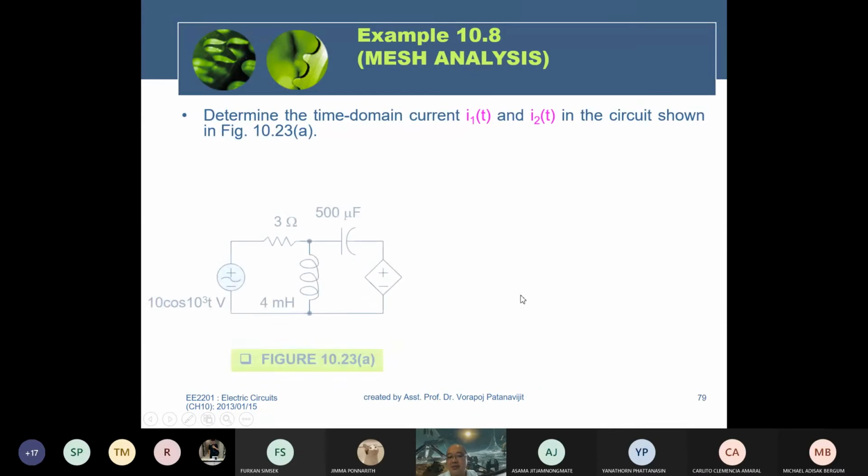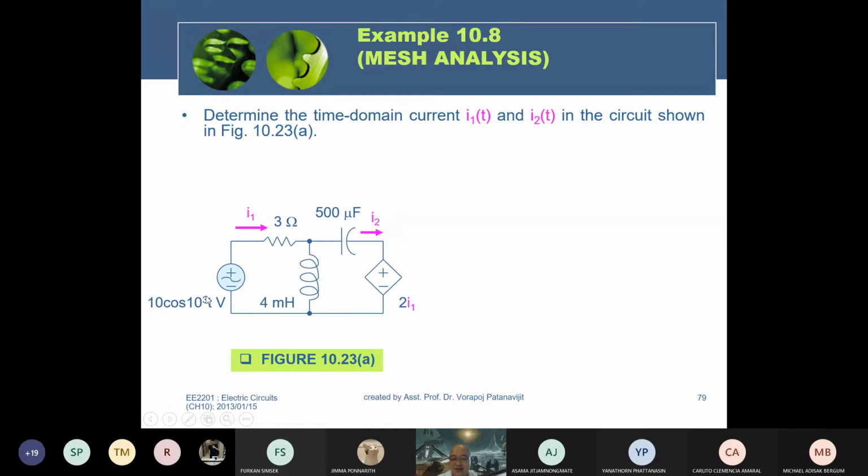Now, next, determine the time domain currents I1 and I2 in the circuit shown in this figure. The circuit is comprised of sources, so check the sources first. All sources in the circuit are voltage sources, therefore you can apply mesh analysis. Before you apply mesh analysis, you must convert. The source is still 10 cos 1000t, which is not in phasor form.